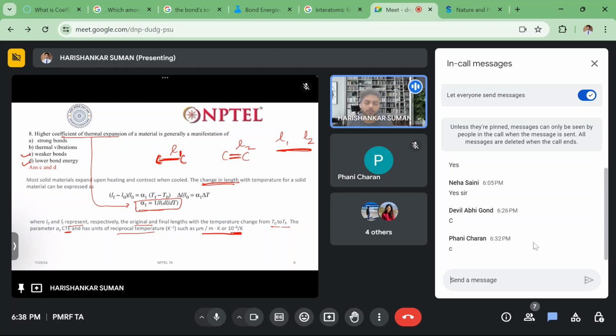Do you have an idea about the bond length? Single bond, double bond, triple bond? And this is the higher coefficient of thermal expansion. So please relate this formula. Let's say the bond length L1 is higher than L2. A single bond is longer than a double bond in length.